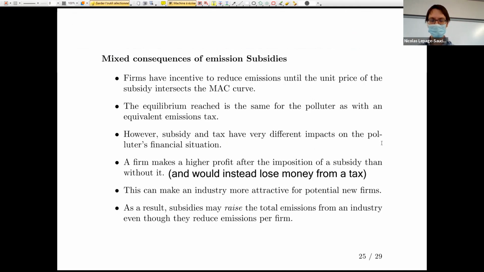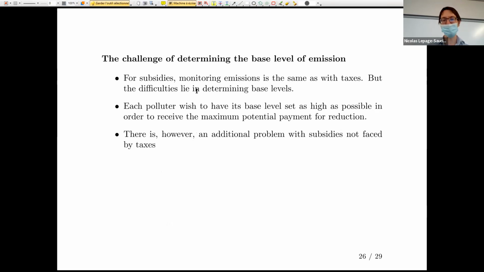Okay. So as a result, subsidies may, and this is what I was saying, raise the total emissions from an industry even though they reduce the emissions per firm. That's a bummer. If your goal is to reduce emissions and you end up increasing emissions, that's not the way to go. And then there's the challenge of determining the base level of emissions. The monitoring is the same: you have to know how much was emitted, say this month or this year, to know how much subsidy the firm should receive, like for taxes, how much tax should be paid. But the extra challenge is determining the base level. Each polluter wants the base level set as high as possible in order to receive the maximum potential payment for reduction.